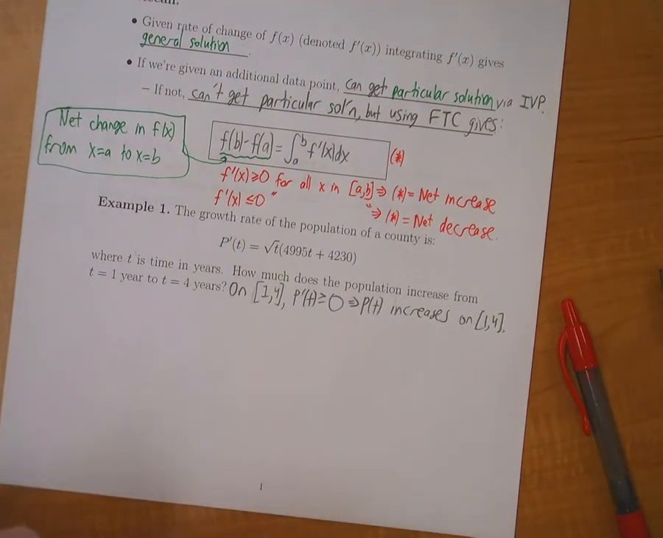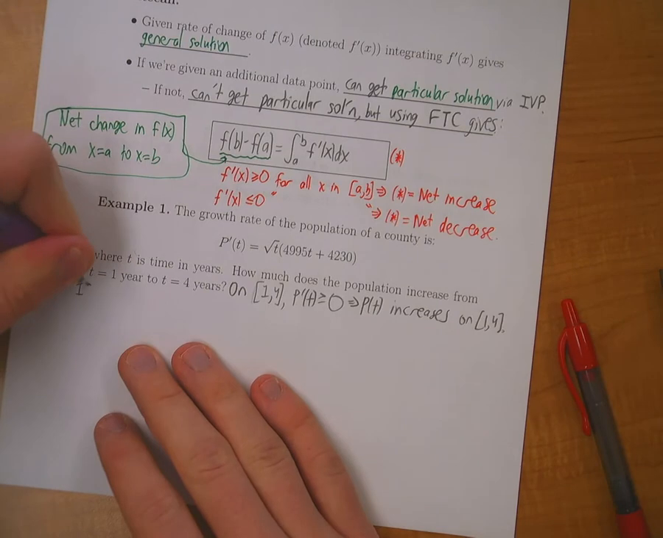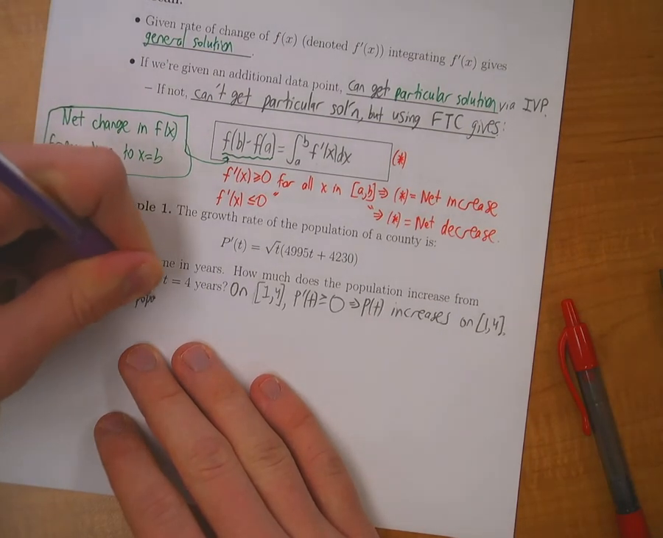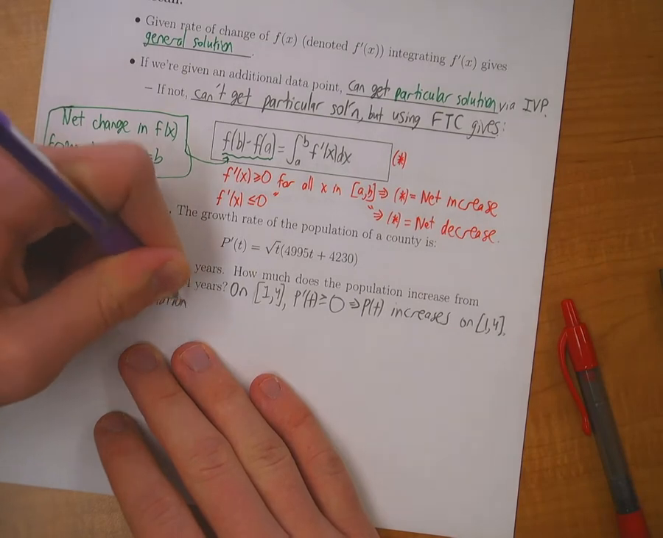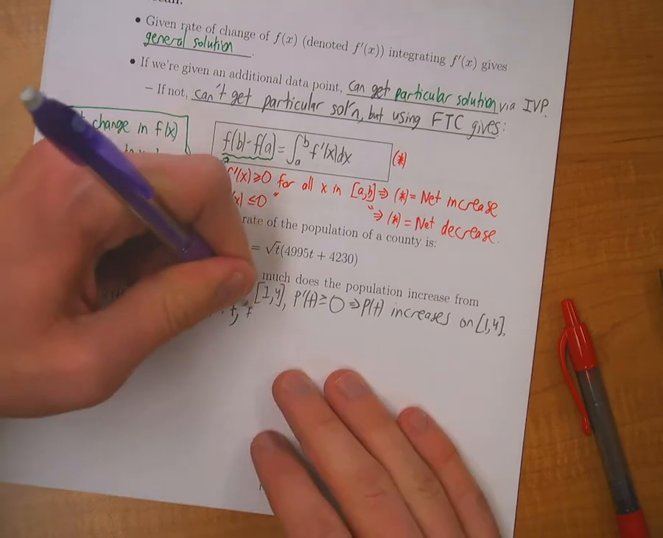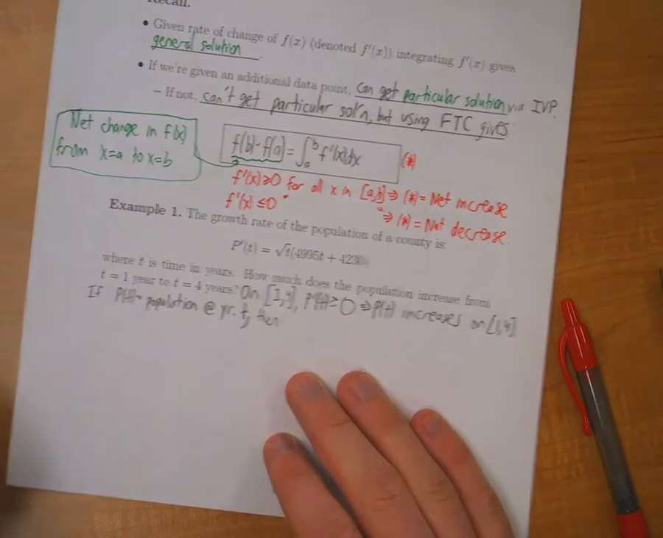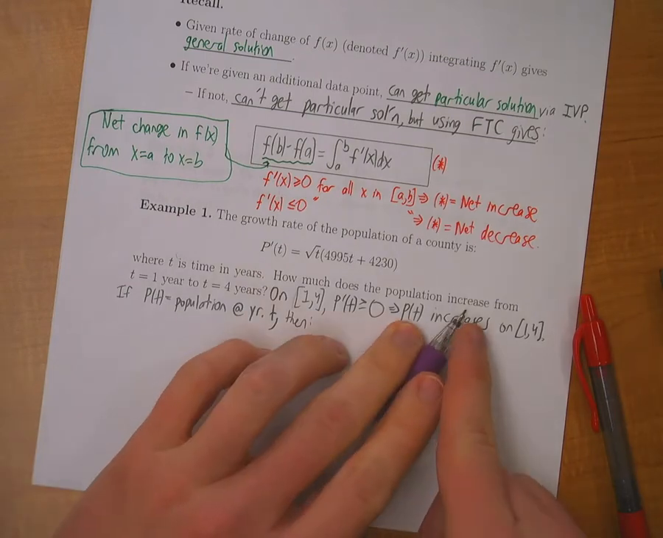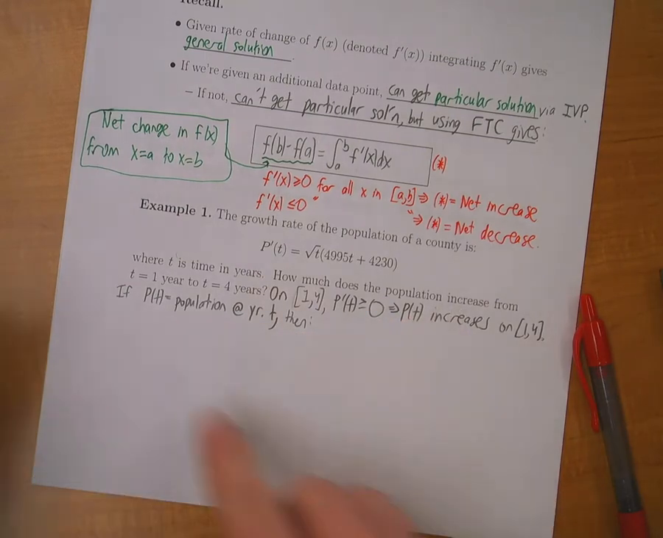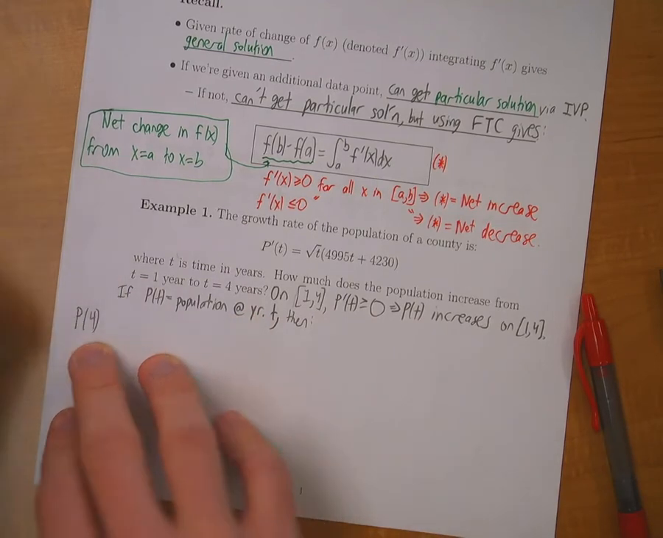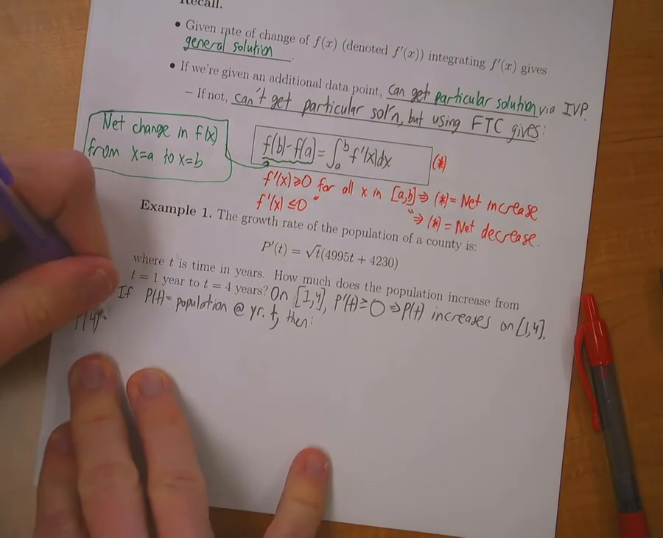So what that tells us is that if p of t equals population at year t, then ultimately what we're trying to figure out is how much the population increases from 1 year to 4 years. So we're trying to figure out the difference between the population at year 4 and the population at year 1.